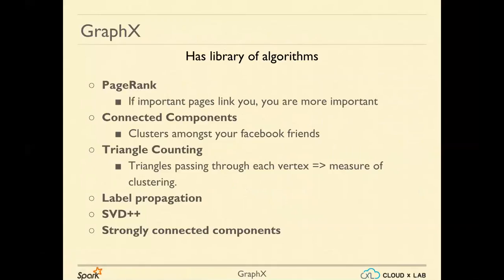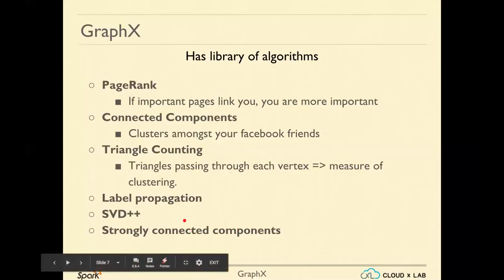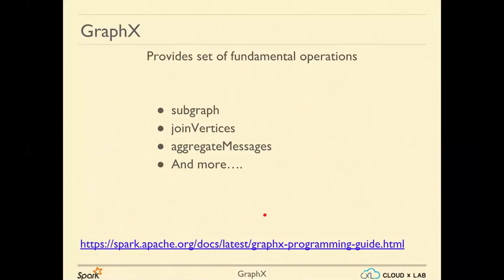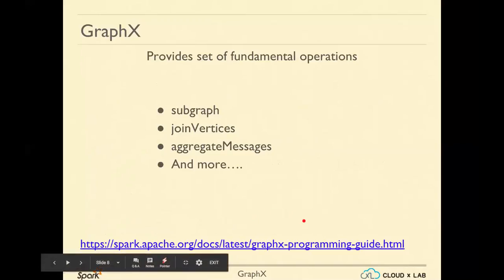All right. So there are many algorithms under the umbrella of GraphX, such as PageRank, connected components, triangle counting, label propagation, SVD++, and strongly connected components. It provides a very fundamental set of operations. Also, not only the algorithms, it provides fundamental operations like finding whether a graph is a subgraph of a bigger graph, joining the matrices of two graphs into one, then aggregating all the messages from the whole graph, and so on. So you can take a look at the GraphX API.